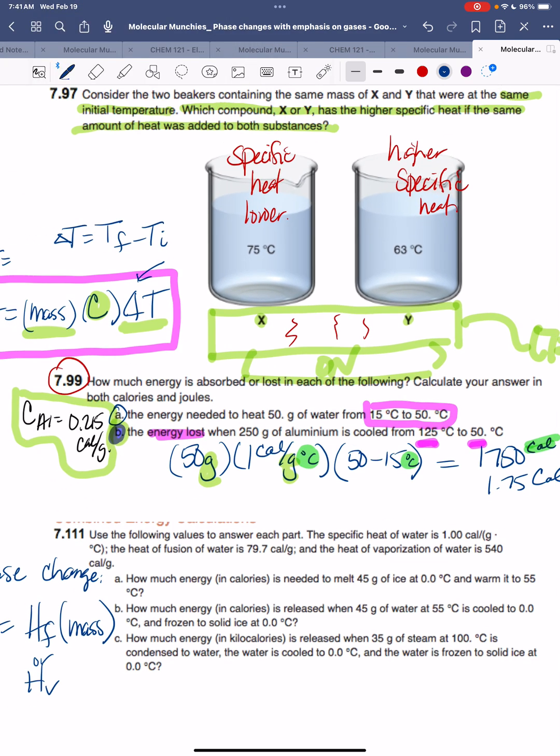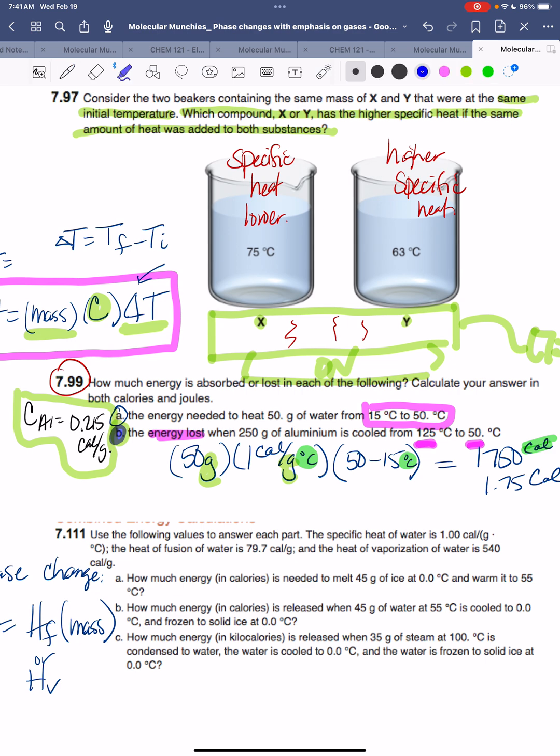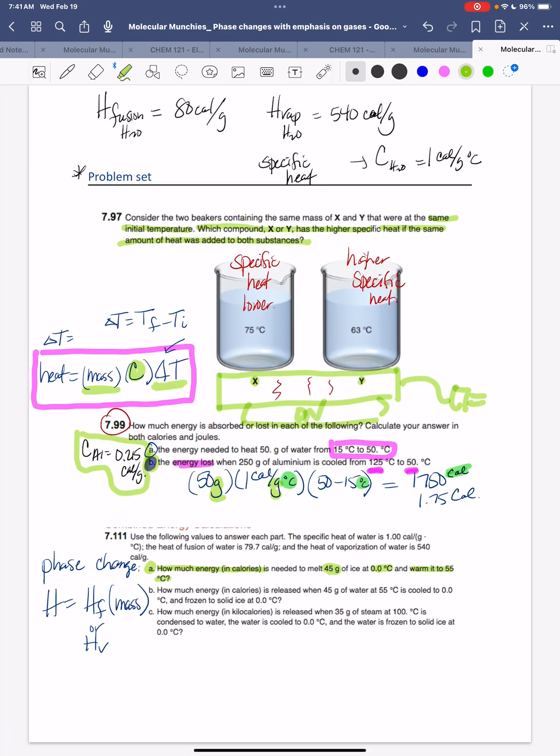So I'm going to take this question right here and go through this one with you, and I'm going to save the other two for you, okay? It says, how much energy in calories is needed to melt 45 grams of ice at 0 degrees Celsius and then warm it to 55? What's really cool about this is you can actually follow this process on the phase change diagram. And so I'm going to try to show you that in another picture here.